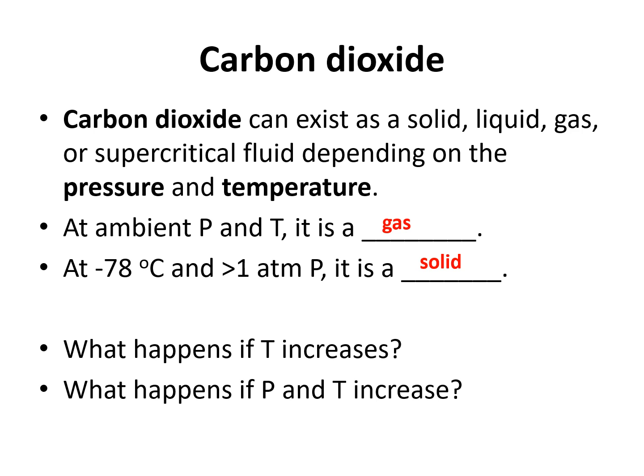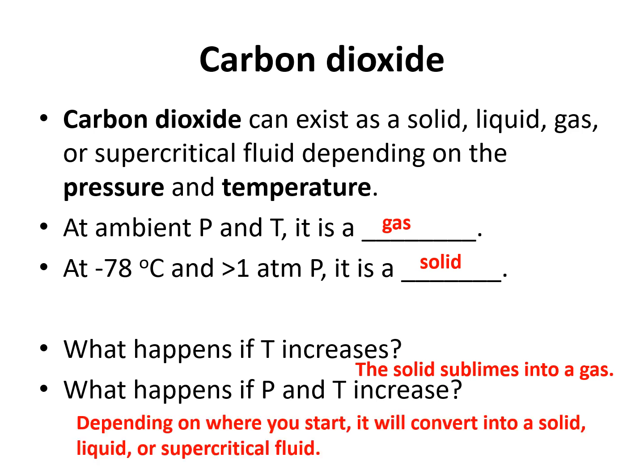If we start at negative 78 degrees Celsius and a little higher than 1 atmosphere, what will happen if we increase the temperature? Well, we're moving left to right across the diagram. We see the solid is going to turn straight into a gas. That is called sublimation. At that point, what happens if pressure and temperature increase? Well, it depends on where you're starting on the diagram, but in general, it will convert into a solid, liquid, or a supercritical fluid.